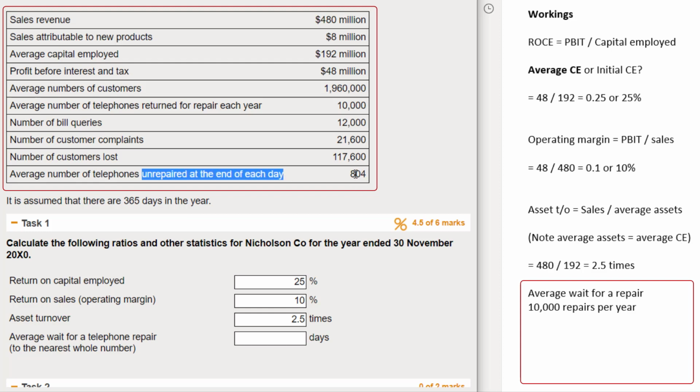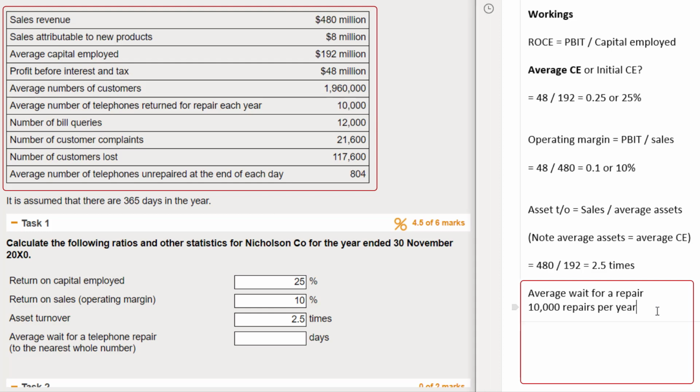Okay, now at the minute, that 804 is in days, and this is, so that's the number per day, and this 10,000 is a number returned in the year. So let's get these into comparable numbers. Let's turn it all into days. So that number returned for repair each year of 10,000, we're going to divide it by 365. So that's how many phones come in each day. So that's how many are returned for repair.